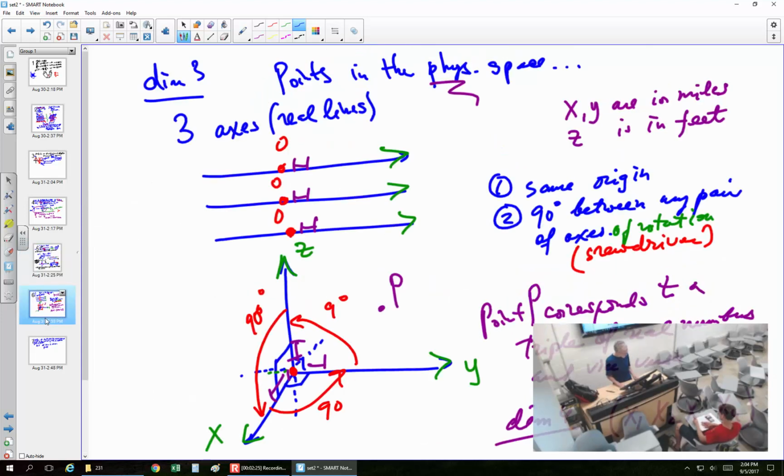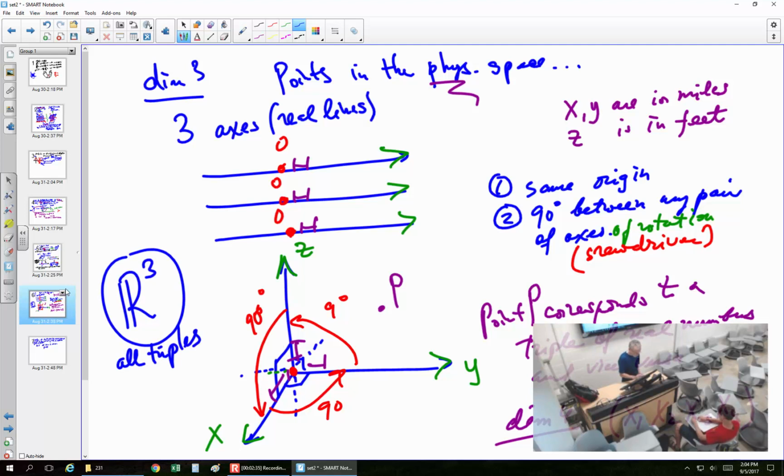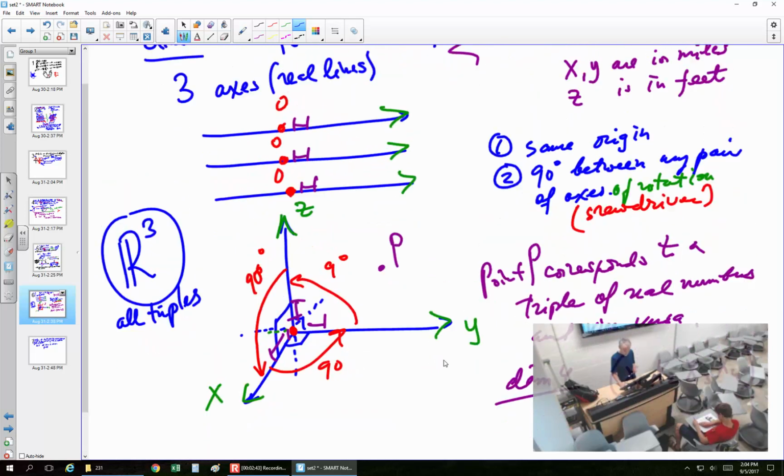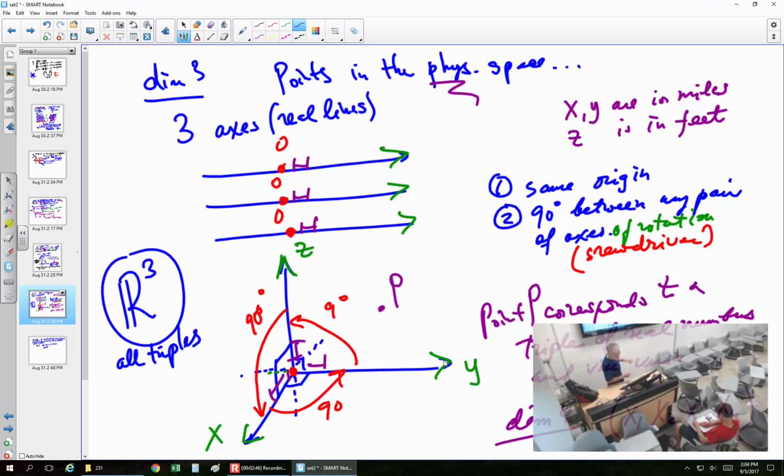And then we do the same with dimension 3. The notation is R3. Once again, all triples. Point P corresponds to a triple of real numbers and vice versa, which means, incidentally, I should ask you this question: what do I mean by correspondence here? A correspondence between points on one hand, triples on the other hand. What is the nature of that correspondence?